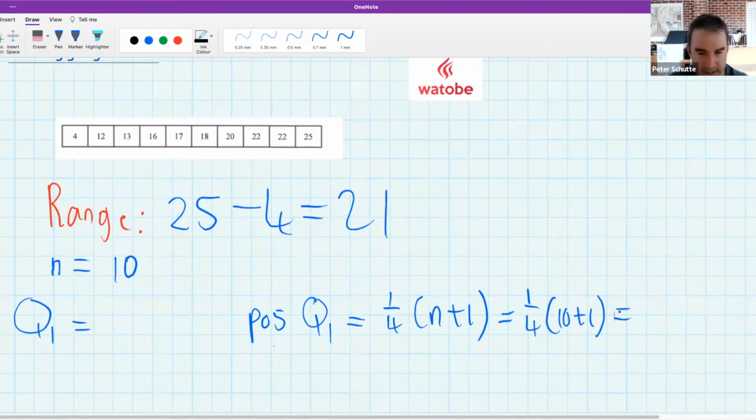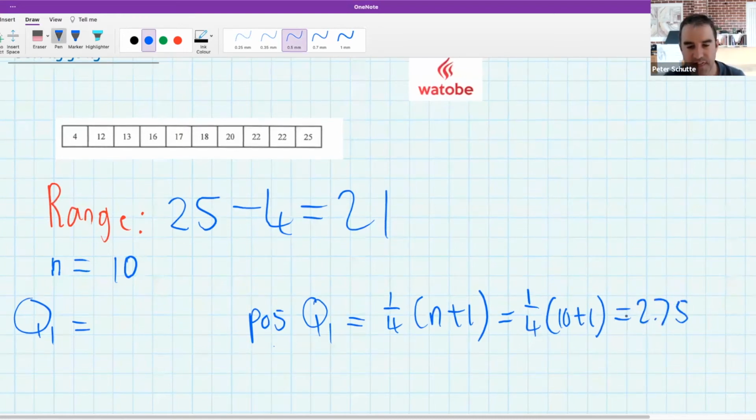Okay, let me get my calculator out now. I go 1 over 4 times by 11, and I get the value 2.75. And that value is its position in this list. So let's find that position. Here is position 1. Here is position 2. Position 2.75 is going to fall between these two values.